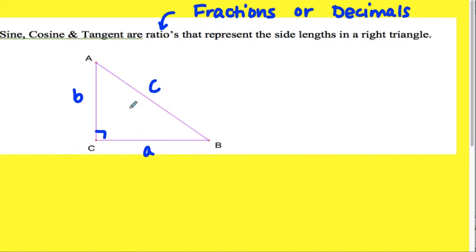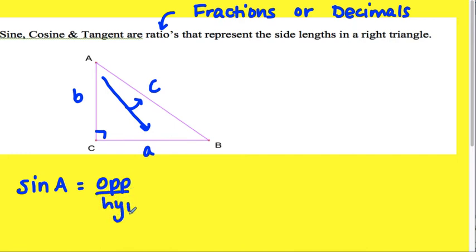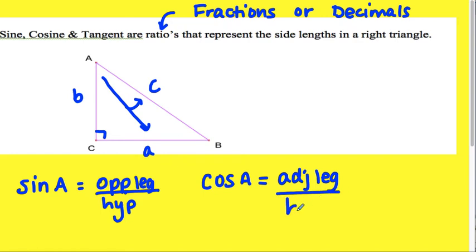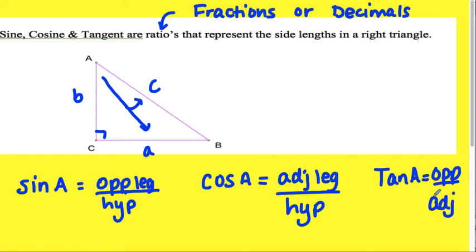So if I said to you the sine of A, the sine is equal to the opposite side over the hypotenuse. The opposite leg over the hypotenuse. The cosine of A is equal to the adjacent, its ratio is the adjacent leg over the hypotenuse. And the tangent of A is equal to the opposite leg over the adjacent leg. Those are actually the ratios.